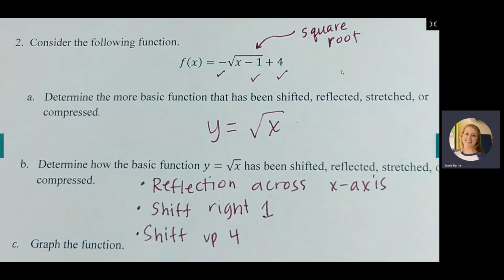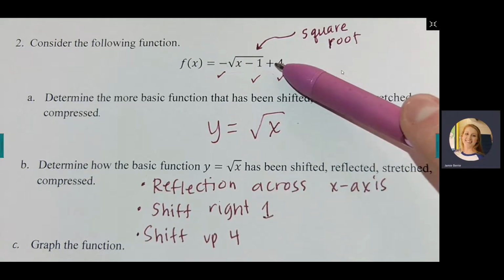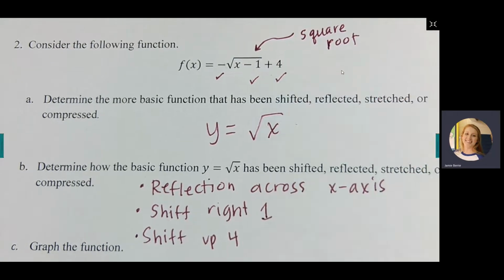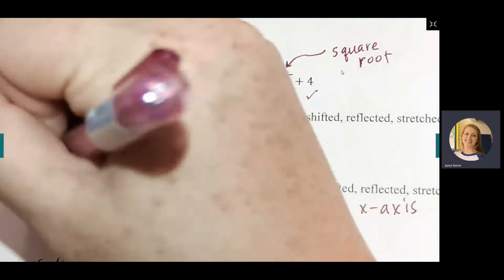How can I change this just a little bit and make it shift down 4 instead of up 4? Yeah, change that 4 on the end to a negative 4. So all I would have to do is just change that to a minus sign and it would shift it down 4 instead of up 4. All right, so this will be exactly what I ask you to do on the test, part A and B.